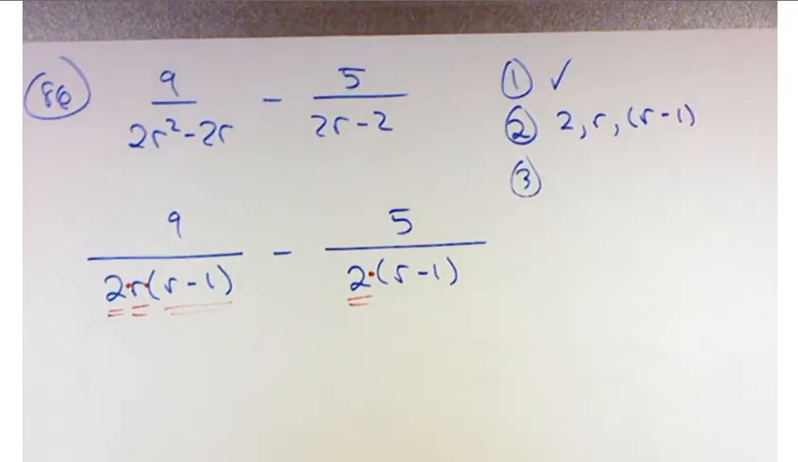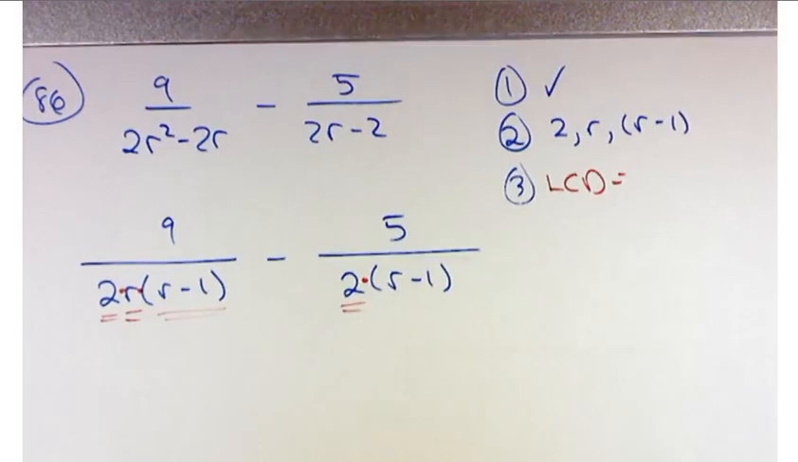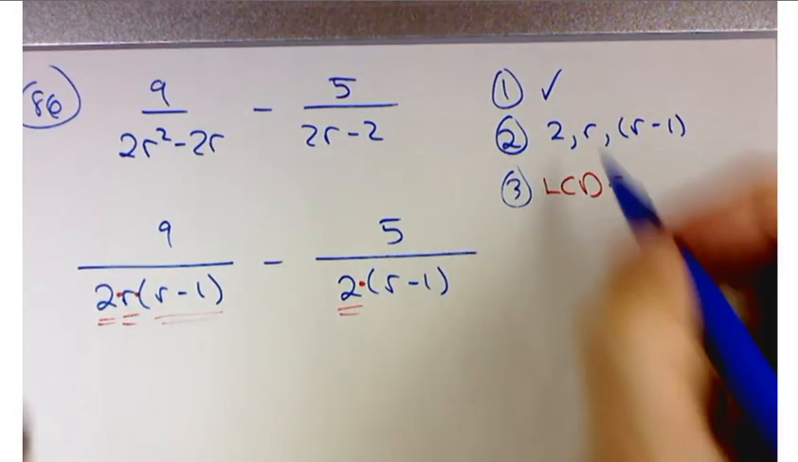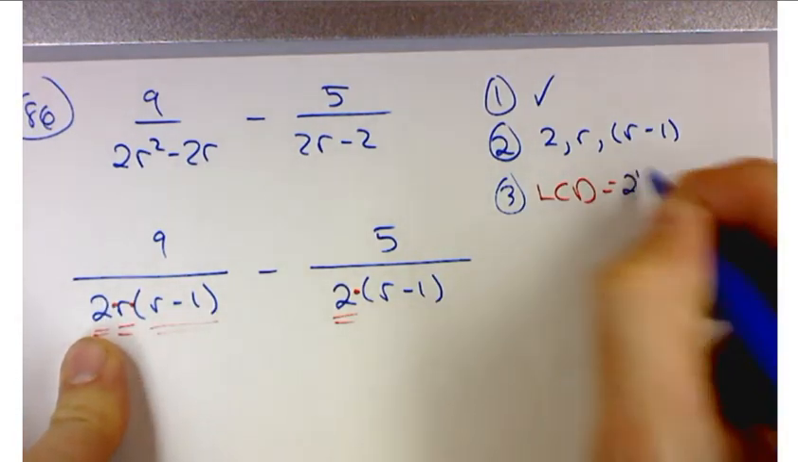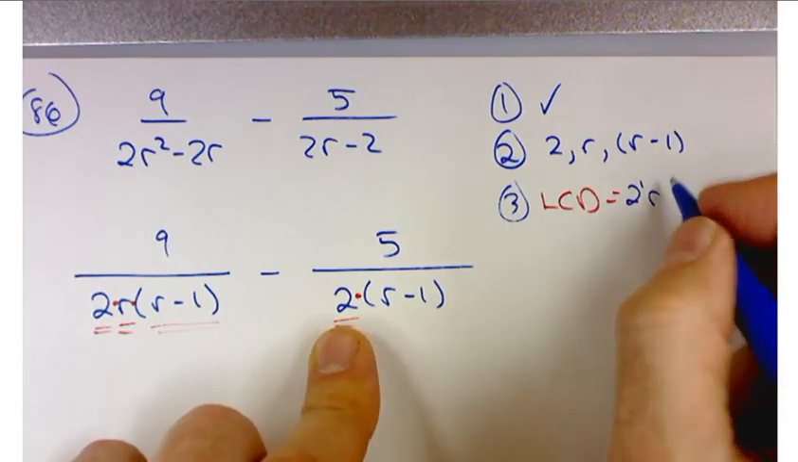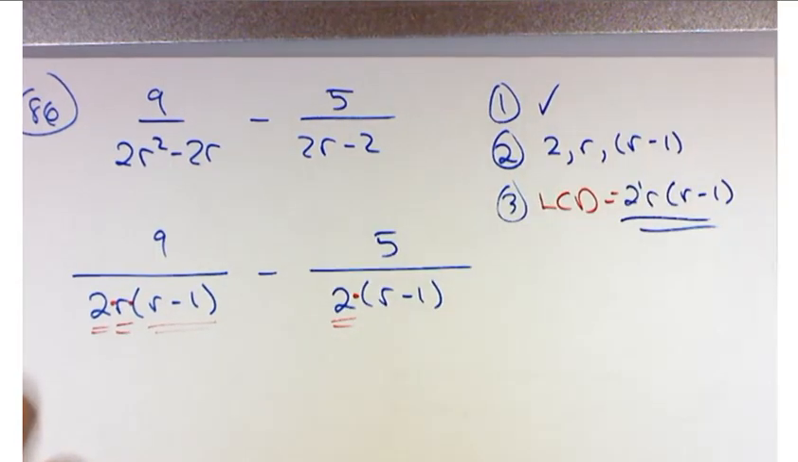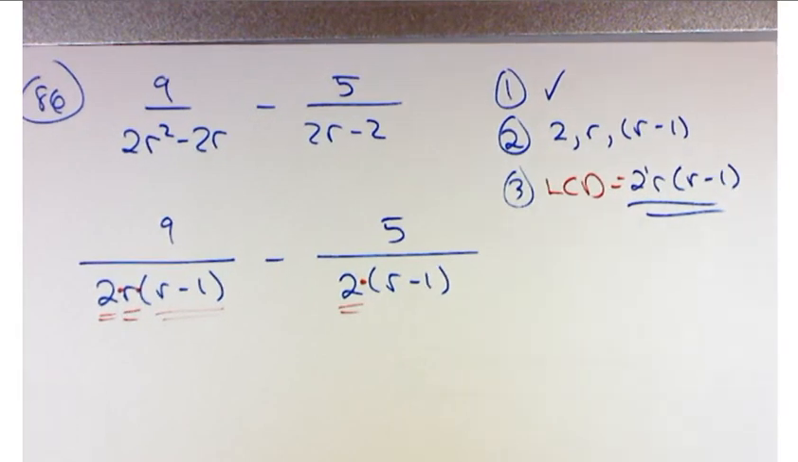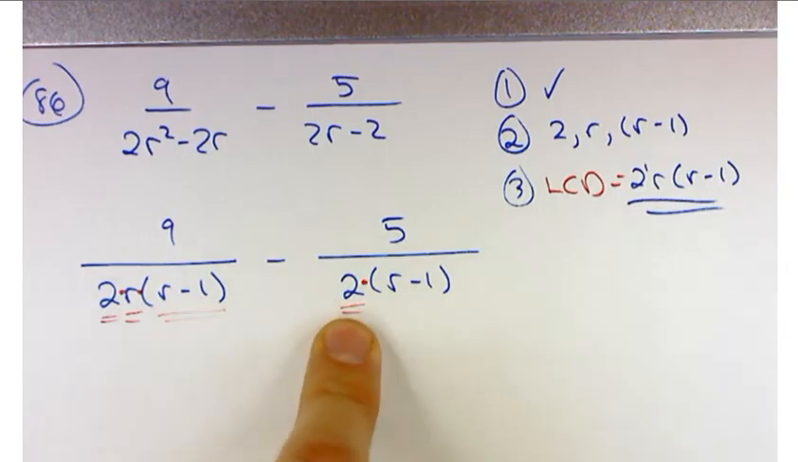Last but not least, our LCD is going to be the product of each of these to their highest power. So the highest power of 2 is 2 to the first. Highest power of r is just r to the first, and then r minus 1. So that's your LCD. That's good news though, right? Why is that good news? It means there's nothing to do here, right? It's already got your LCD. Doesn't leave us a whole lot to do on this part either.